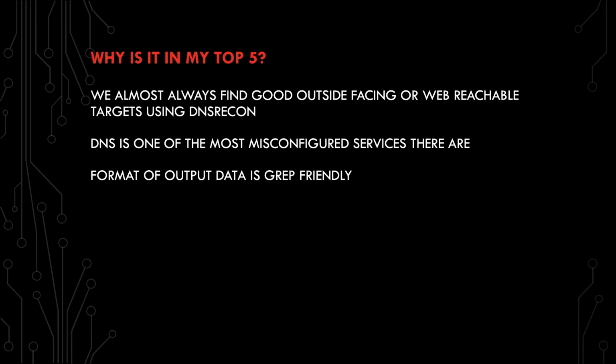So why is it in my top 5? Well, we almost always find good targets when we use it. DNS is one of the most misconfigured services there are, so you're usually going to find something or a problem with, maybe some devices that show up in a record that shouldn't. And also the output is natively GREP friendly, so you don't have to do a lot of manipulation to the output data. So let's jump right into it.